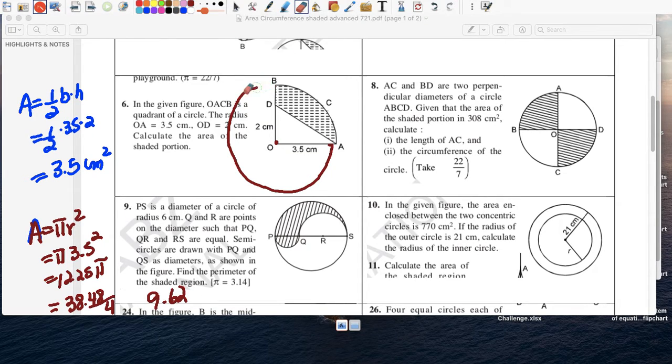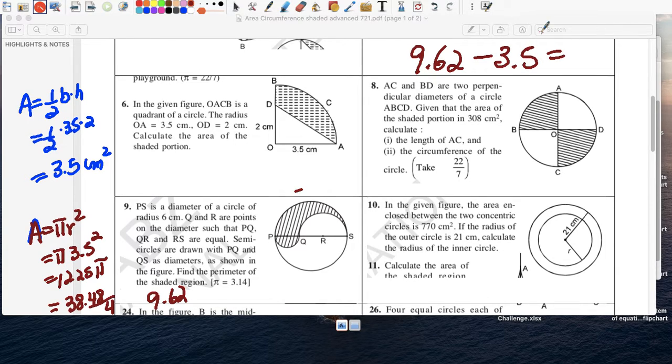So let me remove that. So 1/4 of the circle is 9.62. And then somebody took a triangle shaped portion out of it, which is 3.5, and whatever is left over is the shaded area. 9.62 minus 3.5, and that gives you 6.12.